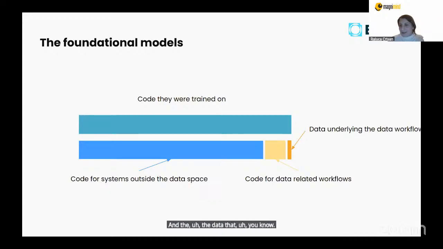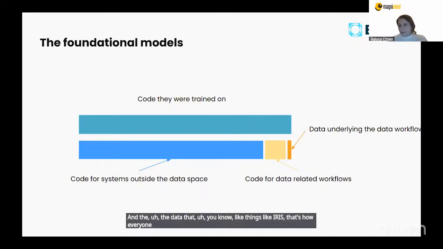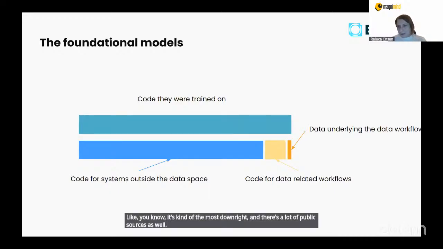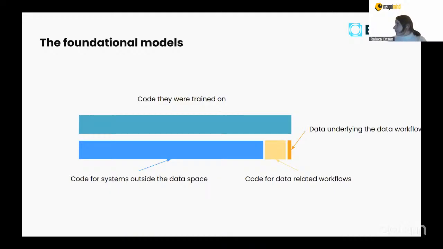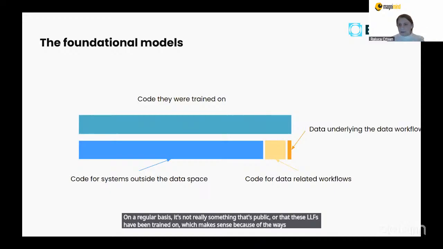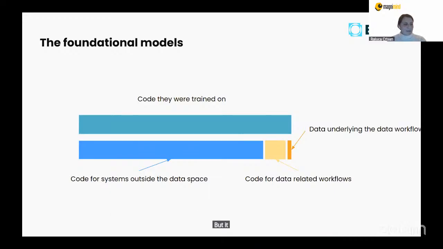So the code itself for data science is a much smaller proportion, and for the data, things like Iris, that's how everyone knows it, right? It's kind of the most done. There are a lot of public sources as well, but at the same time, the majority of the data that I think we use on a regular basis coming from our sector is not public, or something these LLMs have been trained on, which makes sense because of the way they've been set up, right? So no issue on that, but they are missing some levels of information, right?